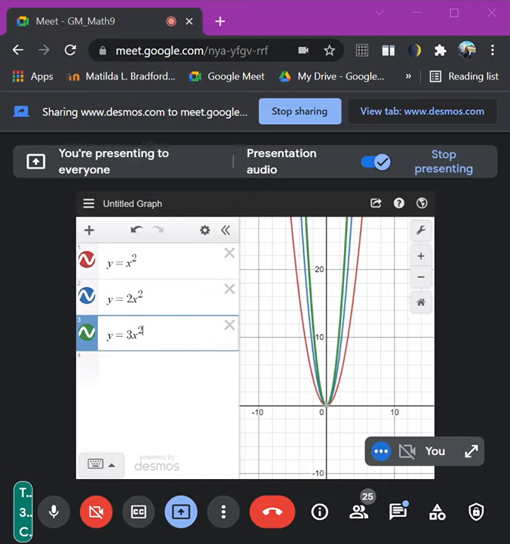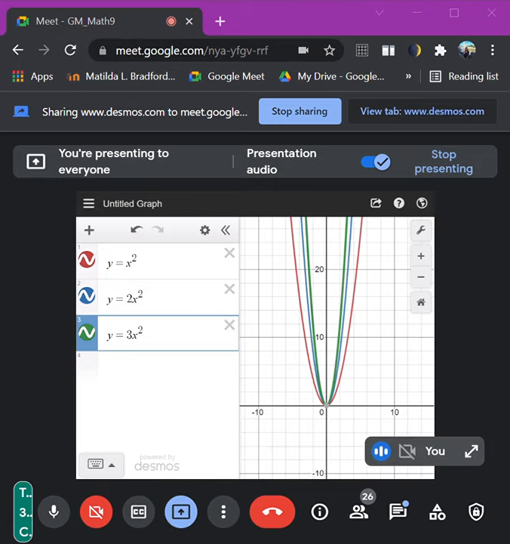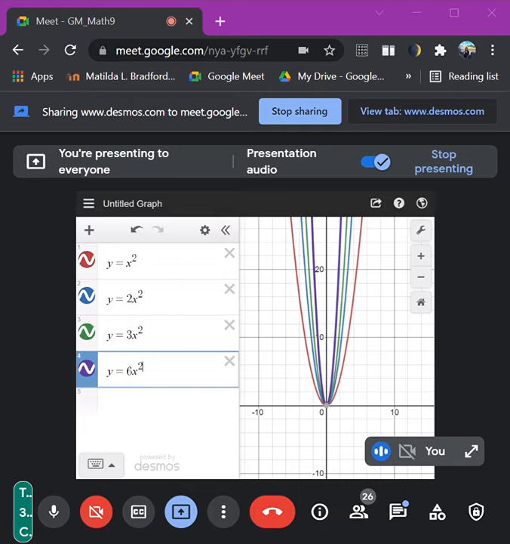Mana siya ang green, class? What happened to our graph? Mas ni-narrow pagid siya. Very good. Now, let's go to our y is equals to 6x squared. Mana siya ang violet. So, what happened to our graph here?